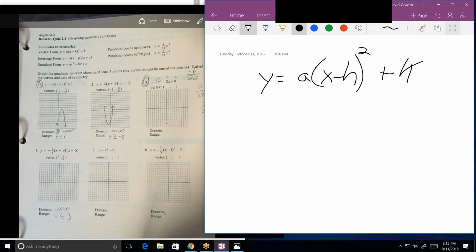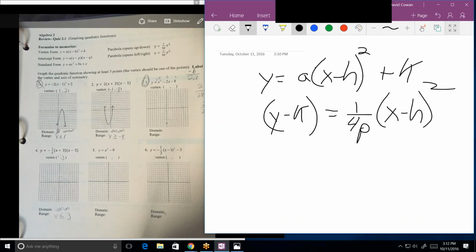But if I want to turn it into this format using the p, the first thing I do is I move the k over. So it becomes y minus k equal, and a we know is 1 over 4p, times x minus h squared. Now multiply both sides by 4p and you end up with this.